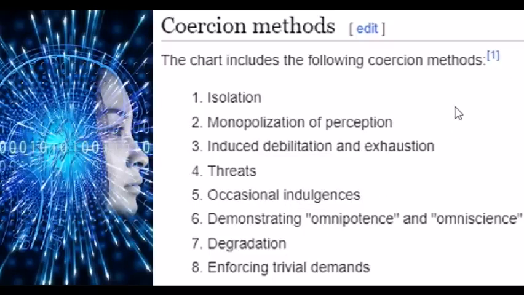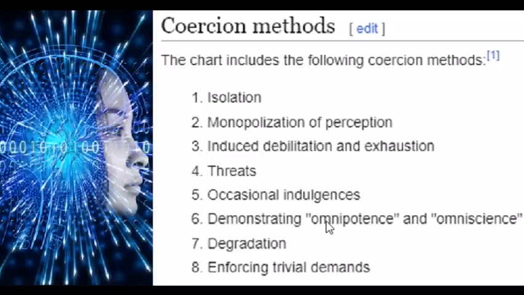And so actually this one, number 3, the induced debilitation and exhaustion. So to make you think that you're weak and exhausted, it's actually a result of, or it can be a result of isolation, number 1, of 2, monopolization of perception, of number 4, threats, and number 6, demonstrating omnipotence and omniscience, that makes you really feel weak and exhausted.